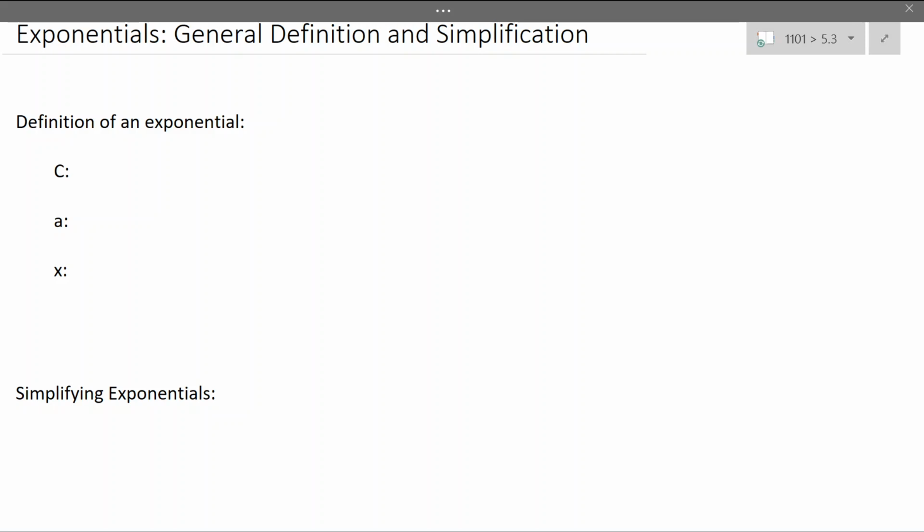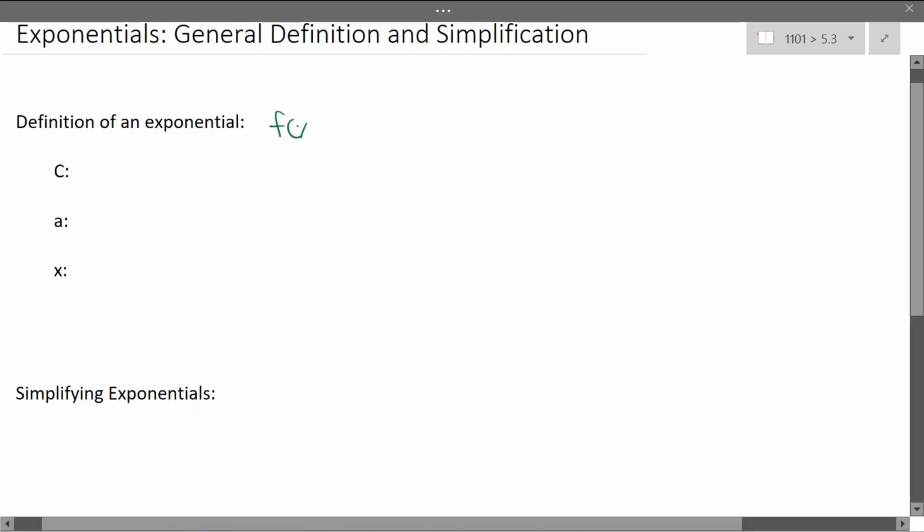The definition of an exponential function is f of x equals c times a to the x, where c is a coefficient, a is your base, which is also a number, which must be positive, and x is your exponent.